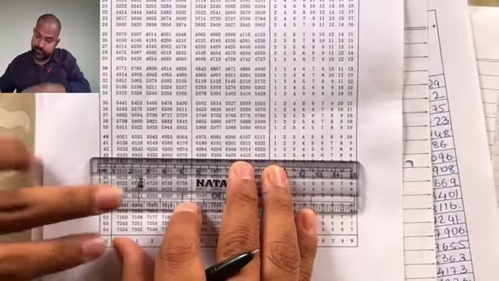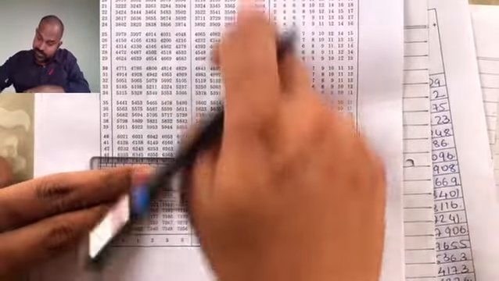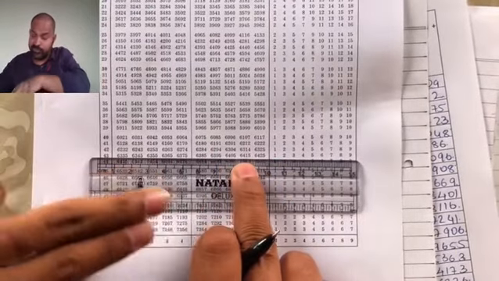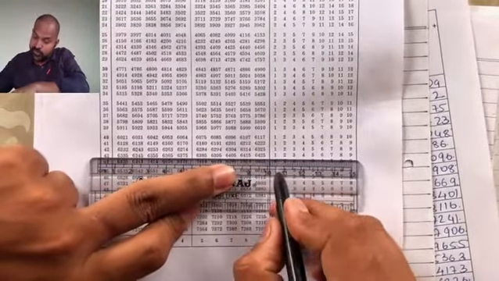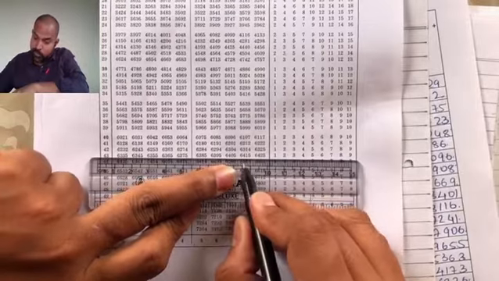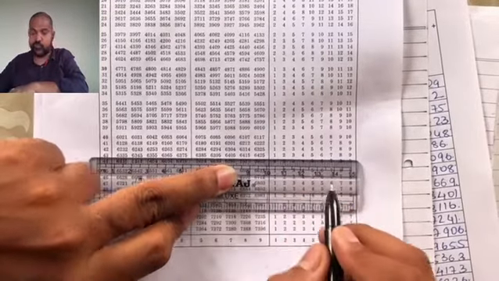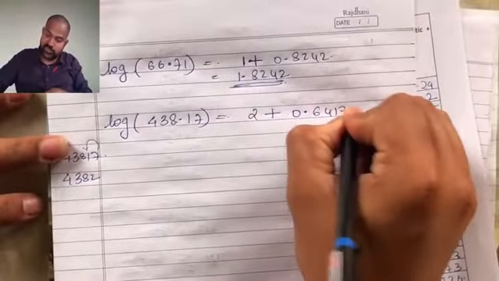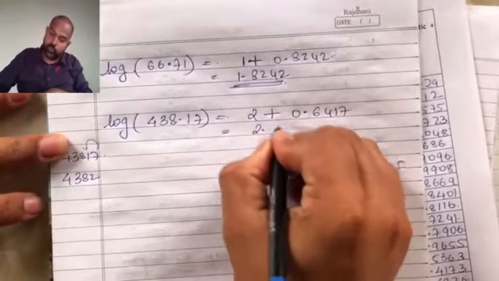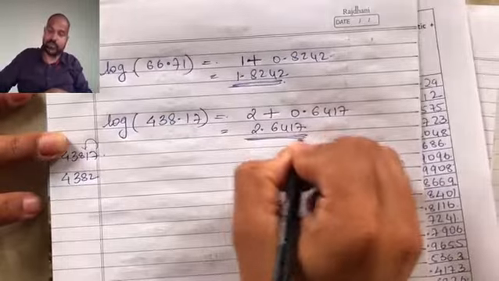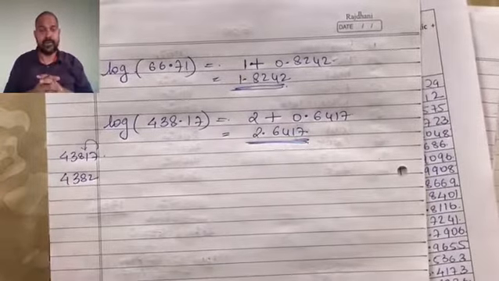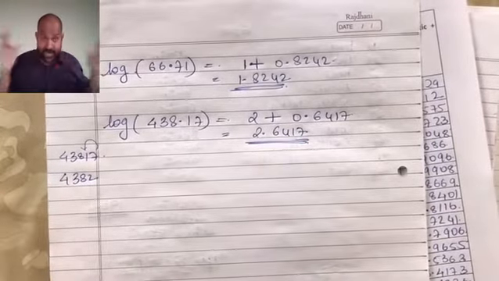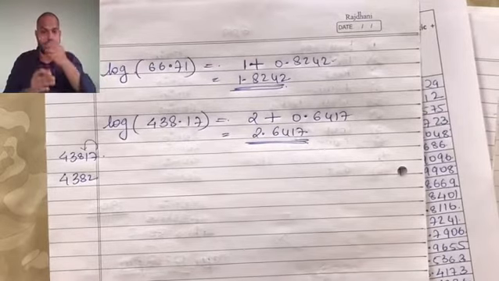43, in that 8 is 6415 and in that you will look for 2 which is 2. So 6415 plus 2 is 6417. So this will become 0.6417. Add the 2, you get 2.6417. And that is how you take a log of a number. So the entire table, but now in your head.